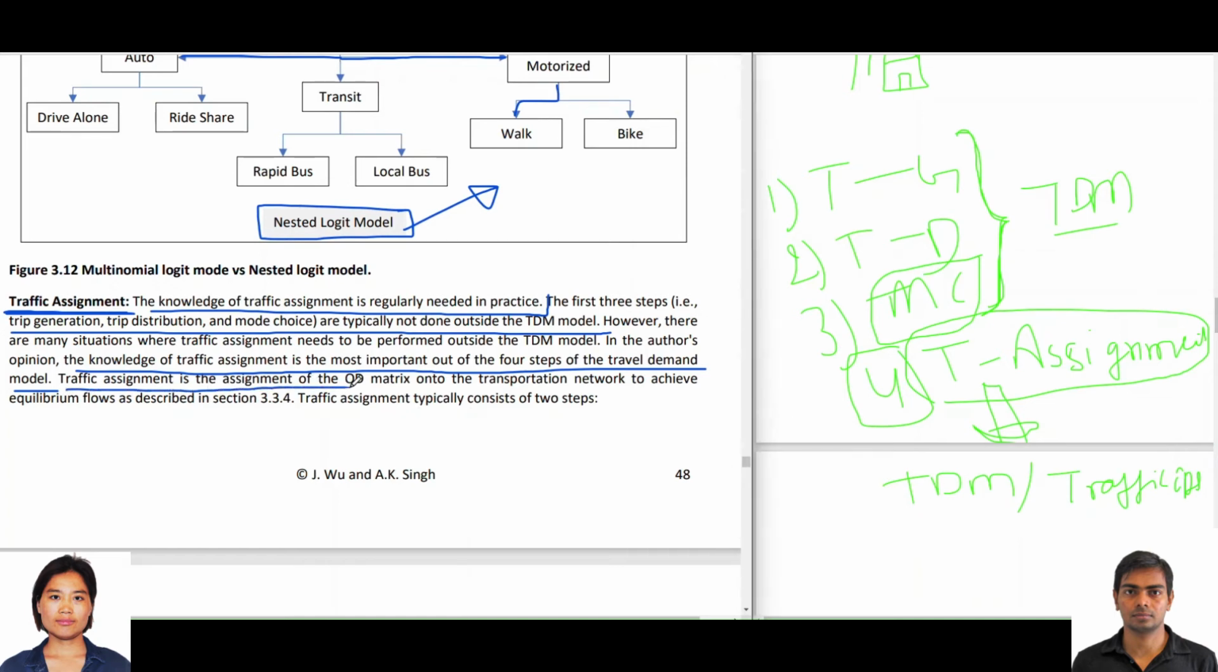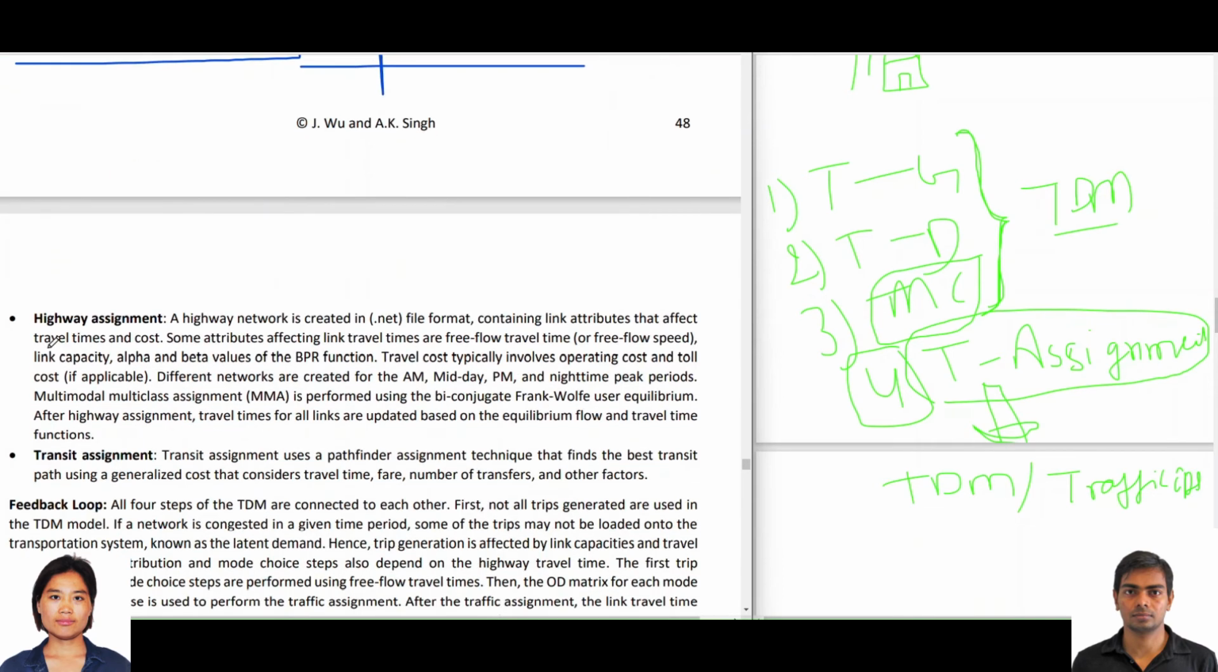Traffic assignment is the assignment of the OD matrix by each trip purpose, and for each mode selected, onto the transportation network to achieve equilibrium flows, as we have described in the traffic assignment theory part. So traffic assignment typically consists of two steps. First one is highway assignment.